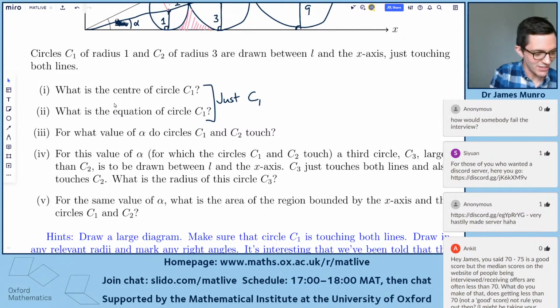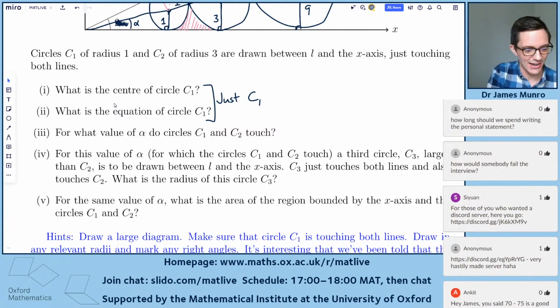How long should we spend writing our personal statements? I don't have a standard answer for this one. You can spend as long as you like writing your personal statement, I guess. After you've written a couple of drafts, maybe two or three drafts, doing maths instead is probably a good idea, rather than endlessly rewriting your personal statement. But I guess it's different for different people, probably.